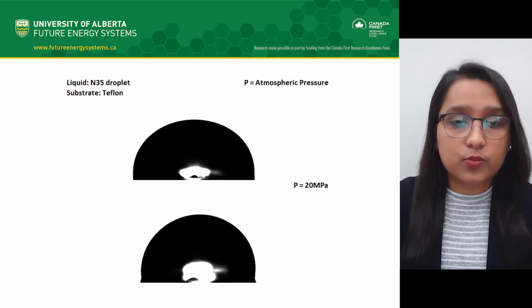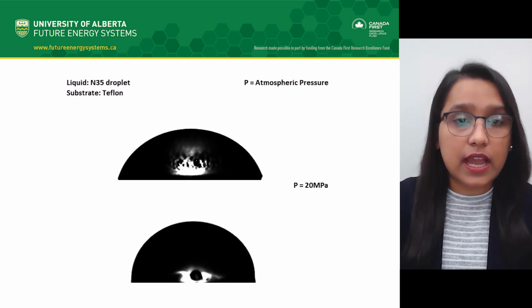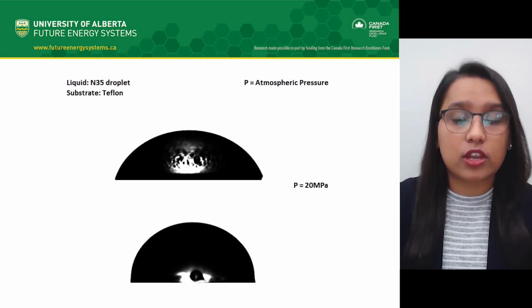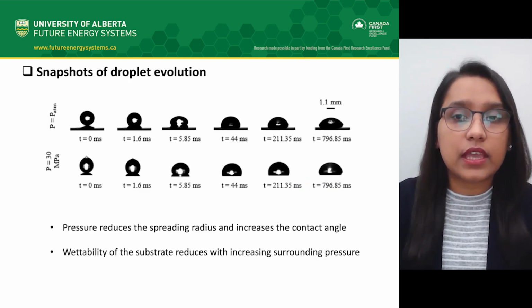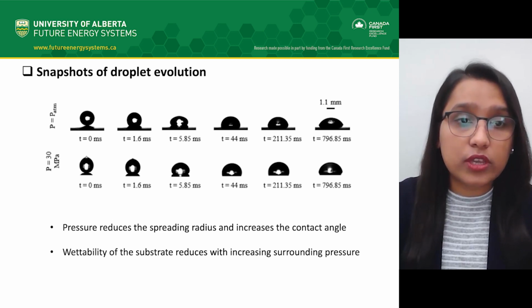From the results of the experiment, we observe that the drop achieves a more spherical shape in higher surrounding pressure as compared to atmospheric conditions. In addition, we witness a reduction in spreading radius and a subsequent increase in the contact angle, from which we conclude that the wettability of the substrate reduces with increasing surrounding pressure.